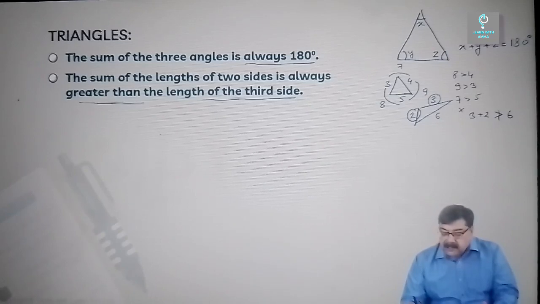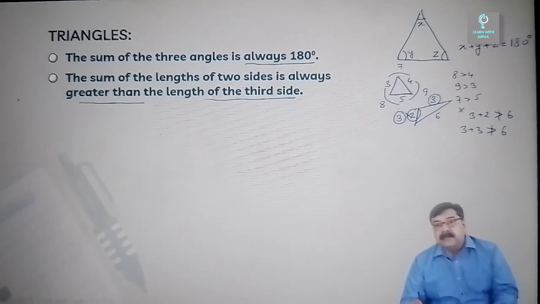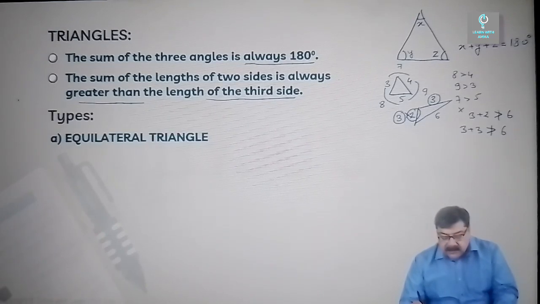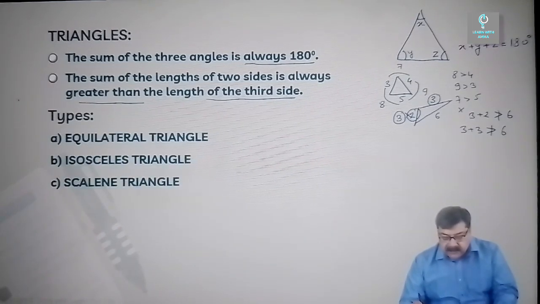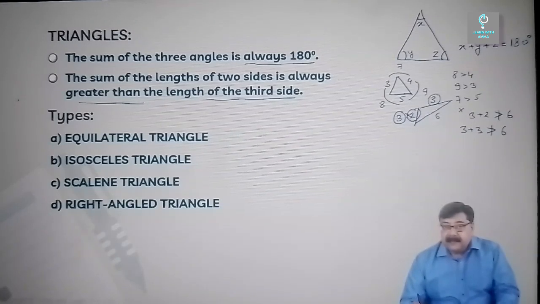Now for that matter, instead of 2, even if this would have been 3, still 3 plus 3 is not greater than 6. It is equal to 6. So essentially, compulsorily, the sum of the measures of two sides of a triangle must be greater than the measure of the third side. So that is an important rule. We just talked about the types: equilateral triangle, isosceles, scalene, and the right angle triangle.